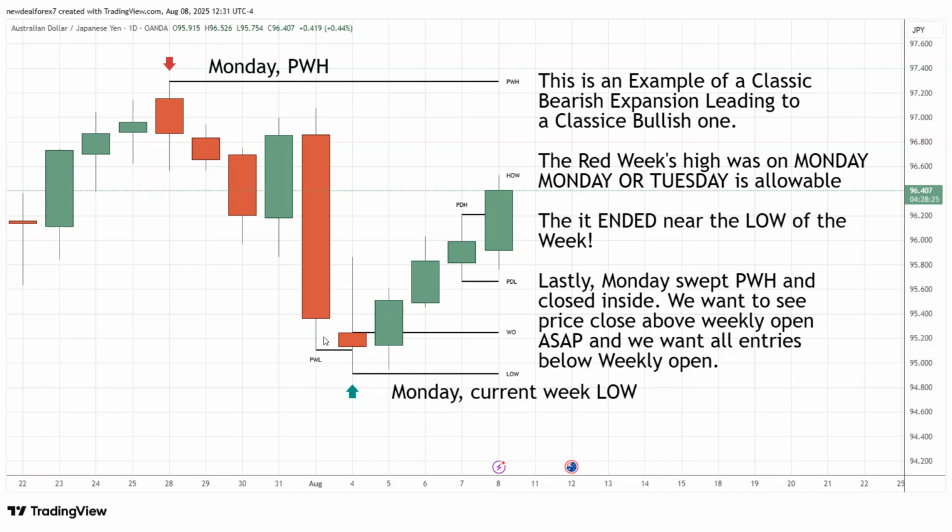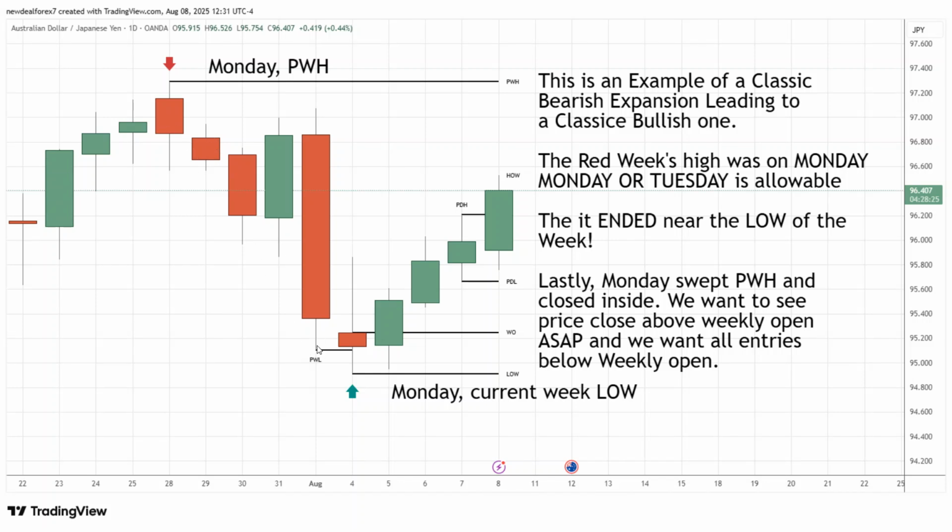Now, because the high of the week was formed on Monday, we expect the following Monday right here, if it gives us the price action we see, to do a retrace. And that's what it does, because the price has to close. Another key point is that Monday through Friday, price pretty much has to do a straight drop. But it has to be Monday or Tuesday at the latest. Monday or Tuesday is liable. This is a classic expansion to the downside.